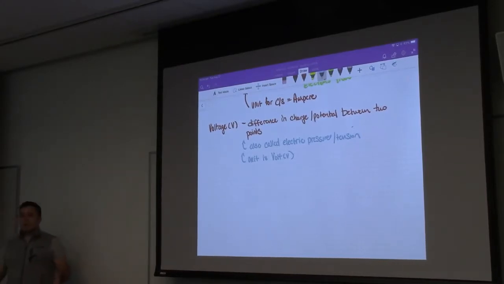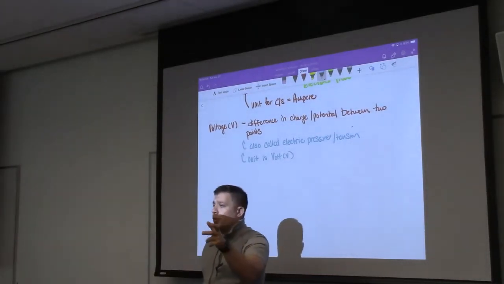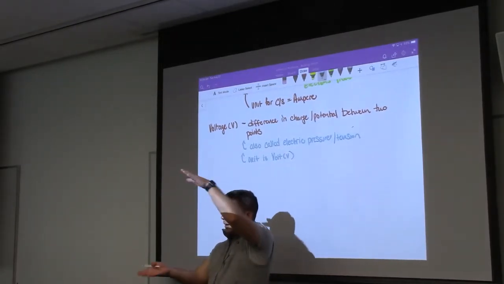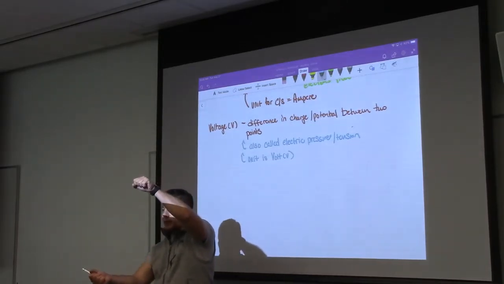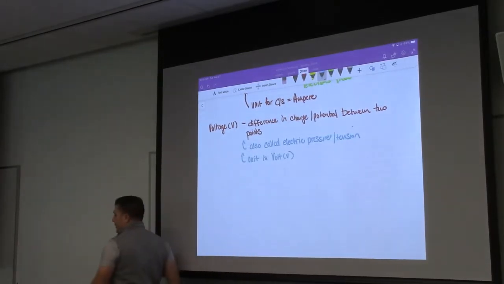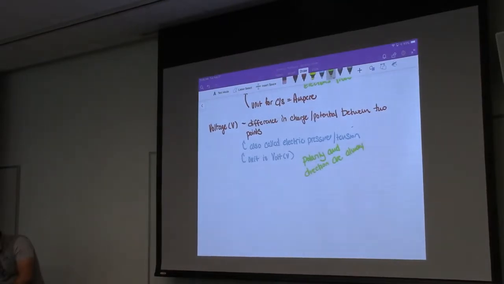Again, just like direction is important for current, polarity is important for voltage, right? We can have 5 volts across a device, positive, negative, okay? Positive, negative, and that means something completely different than 5 volts across the device with the opposite polarity. For both of these, that's always important.